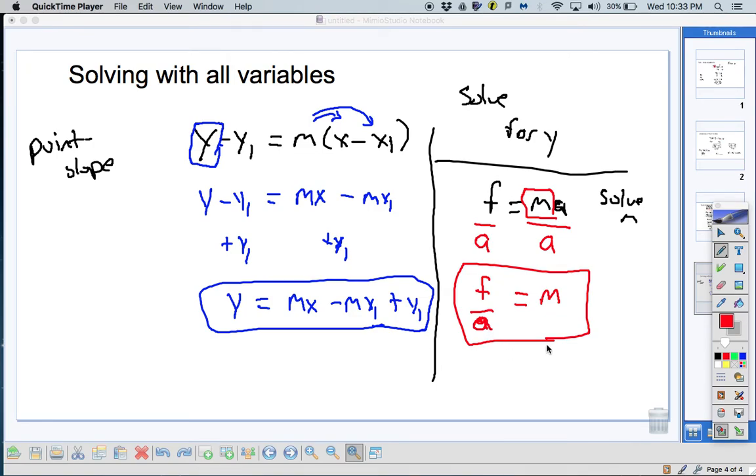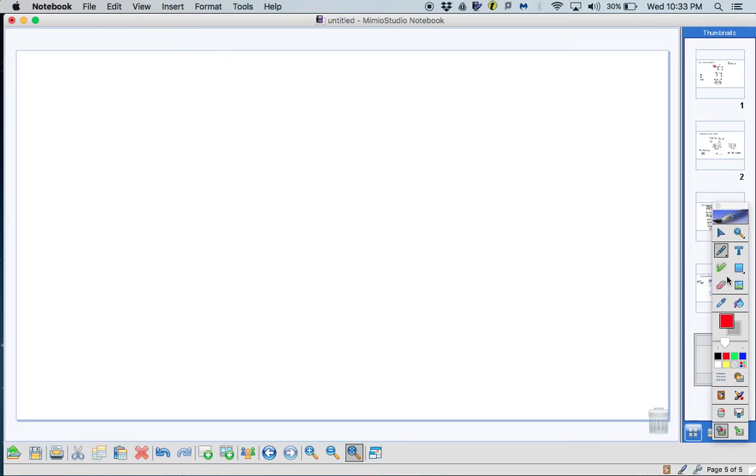Okay? Let me give you one more. So let me open up another tab. Just give you one more example. This is a common one you're going to see a lot. Let's say I get a line in standard form. So how about ax plus by is equal to c?